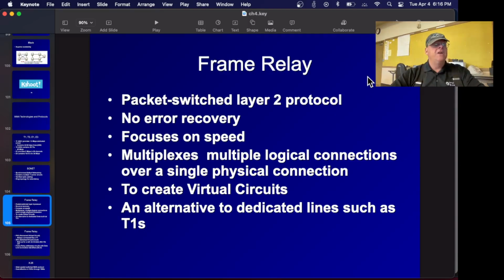Frame relay is a layer 2 protocol that is intended to make it possible for multiple connections to run over the same physical wires.